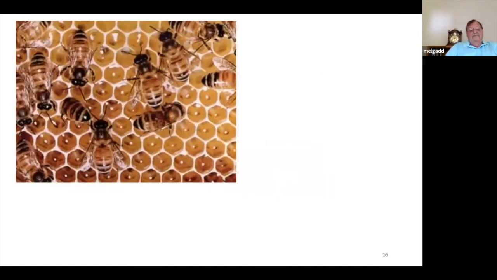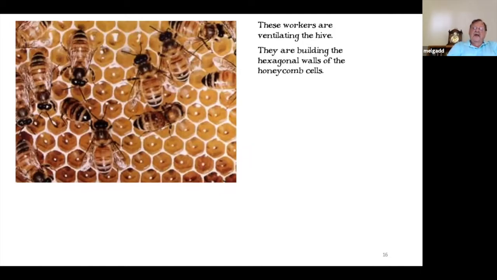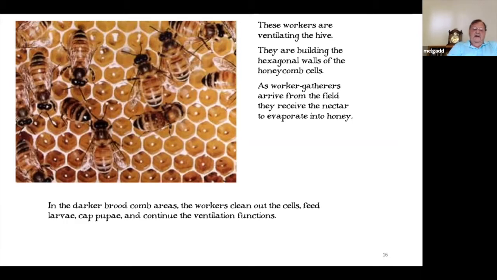Okay, so if you look at this picture, you look in those cells and the little white dot in the middle are the eggs, and the bees are working and helping to feed them and take care of those so that they will develop. Okay.